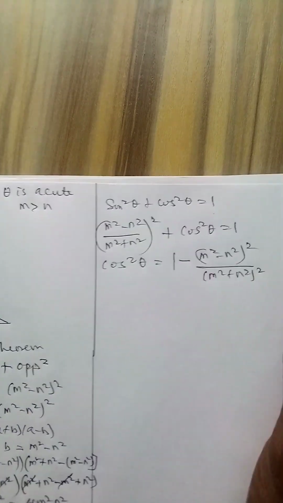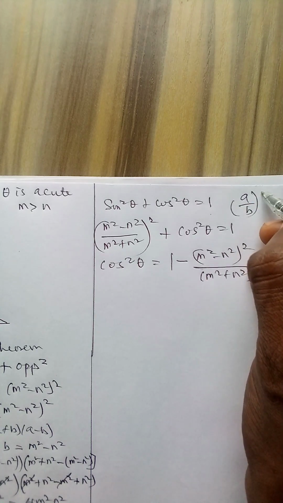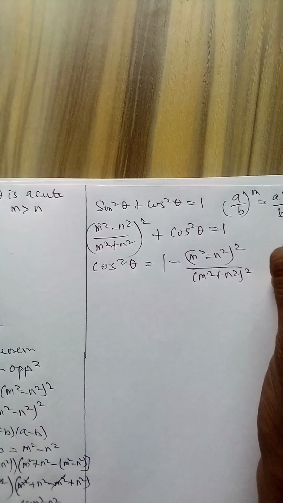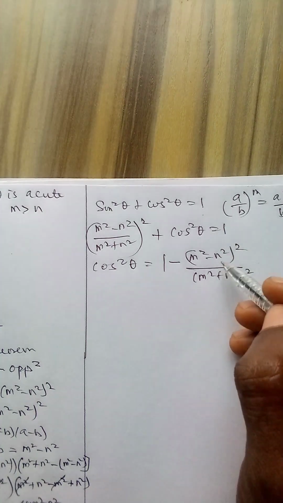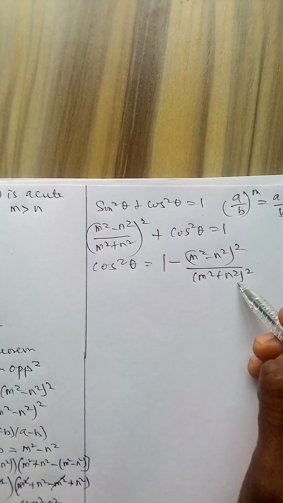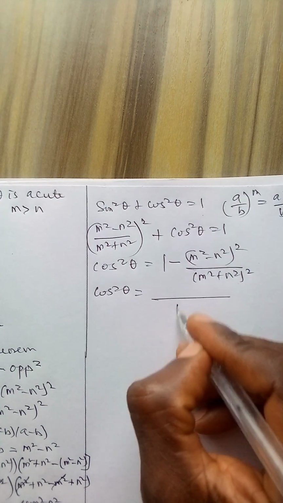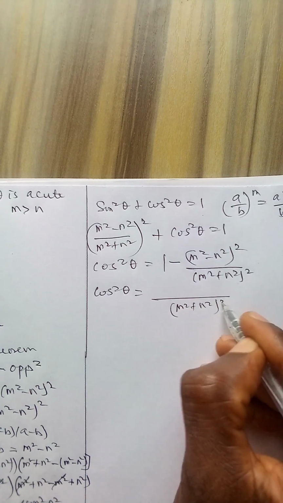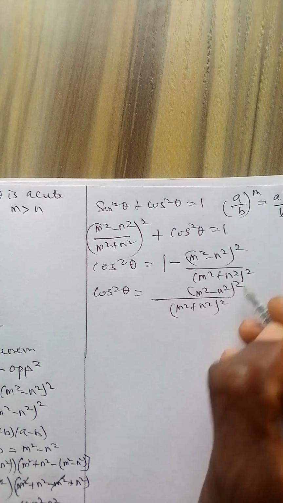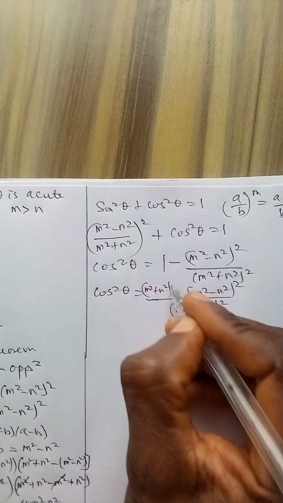What I did here was that I applied this property of indices. A over b all raised to power m, for example, is a to power m over b to power m. So this property is applied here, whereby I distribute the power over the numerator and denominator. So if I simplify cos squared theta, I will have m squared plus n squared squared as the LCM, and here is m squared plus n squared squared minus m squared minus n squared all squared.